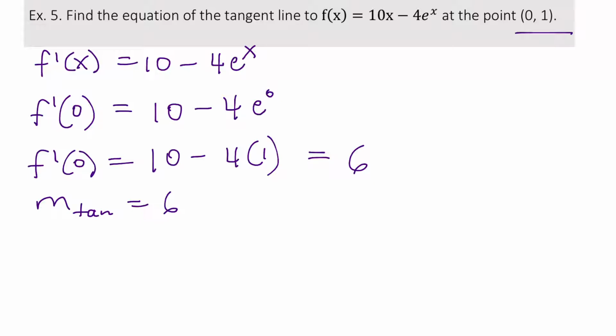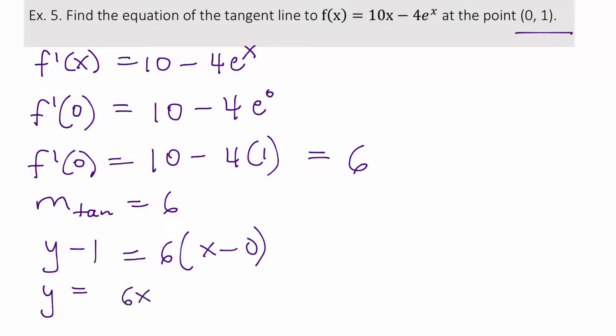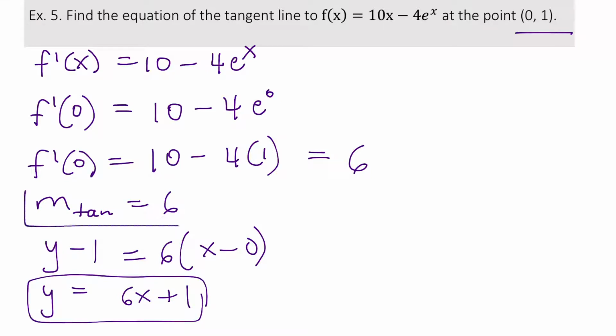So using point slope formula, y minus 1 is 6 times x minus 0. So that means y is equal to 6x plus 1. All right, so here's our slope. All right, and here's our derivative.